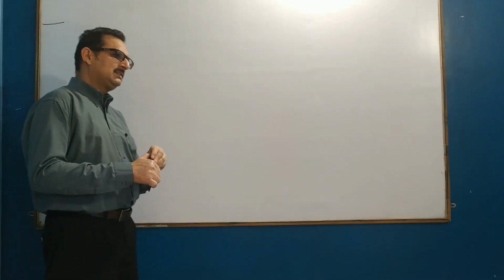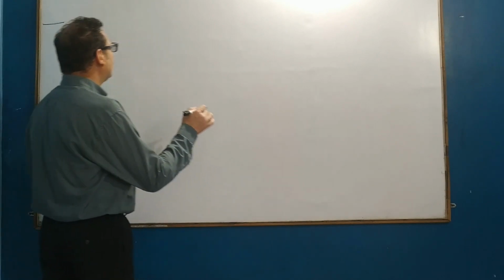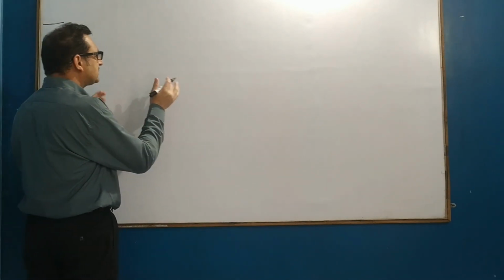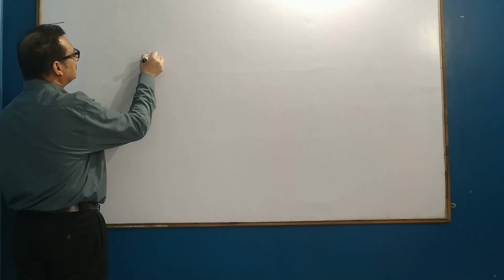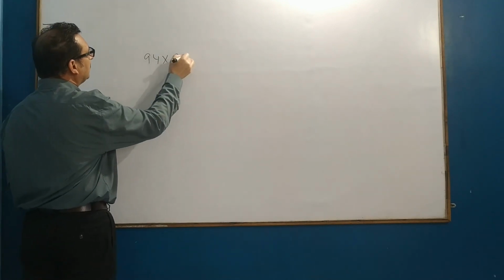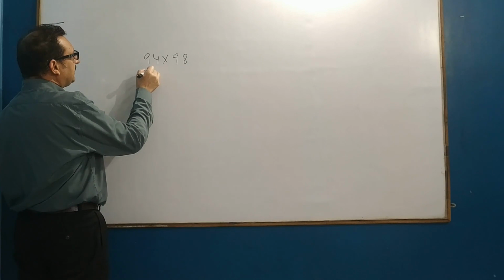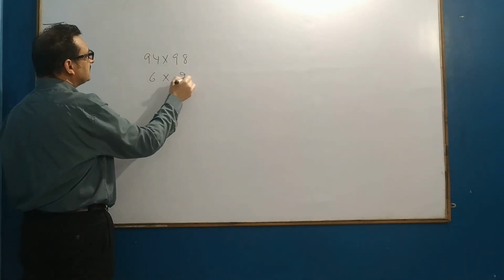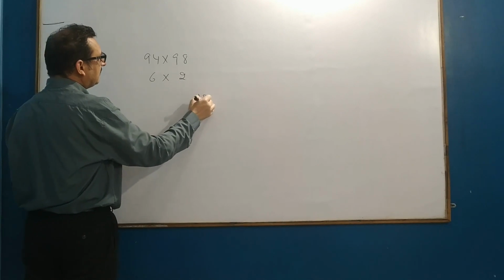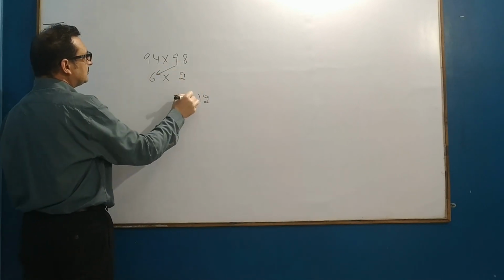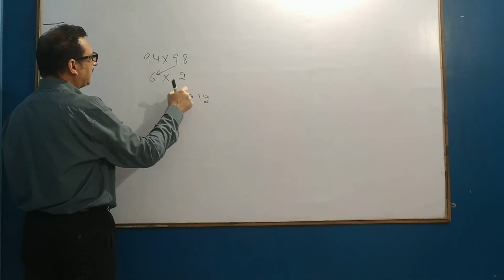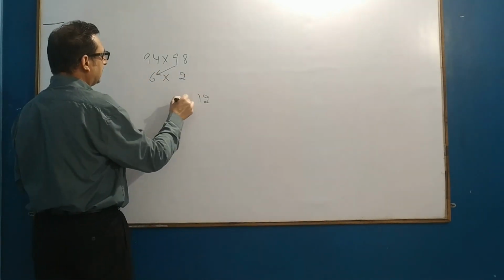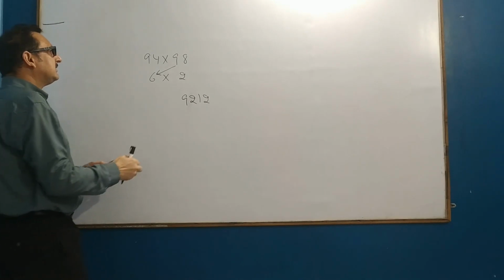Well students, in the previous video we learned how to multiply two-digit numbers which are nearer to 100. Suppose I take one example again, 94 into 98. 100 minus 94 is 6 and 100 minus 98 is 2. 6 2s are 12. 98 minus 6, I'm sorry, it's 92. Write 92 and that's the answer.